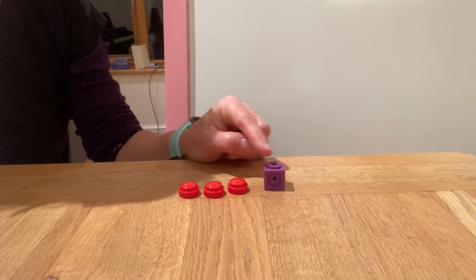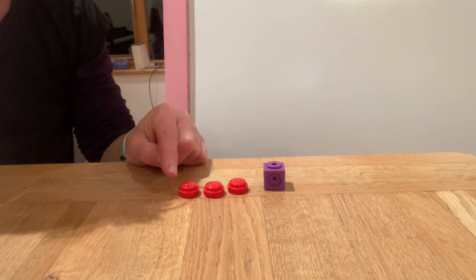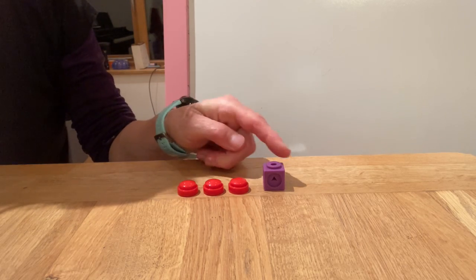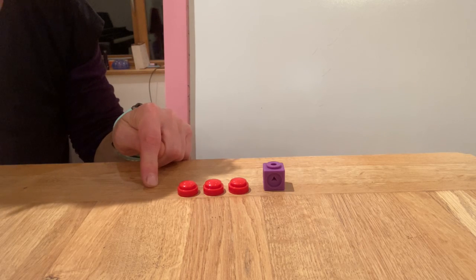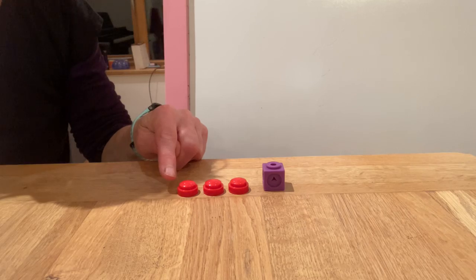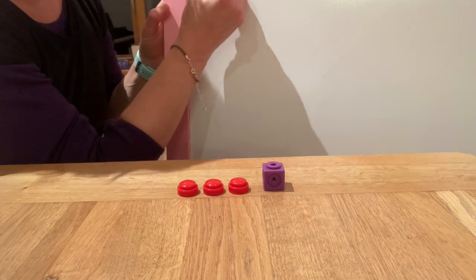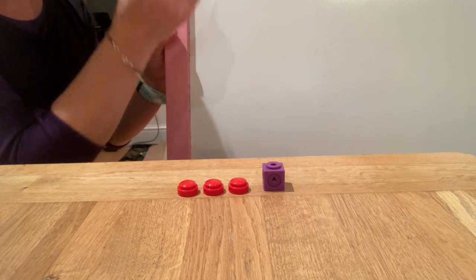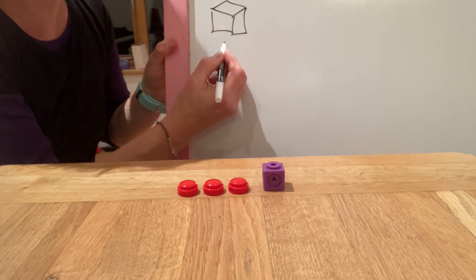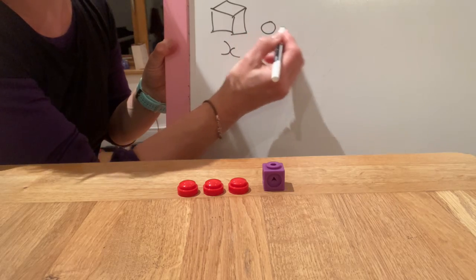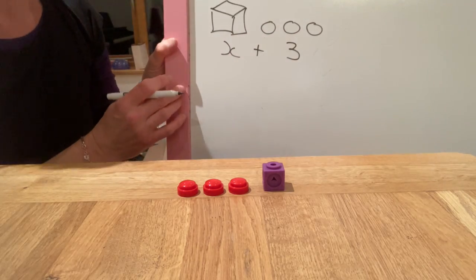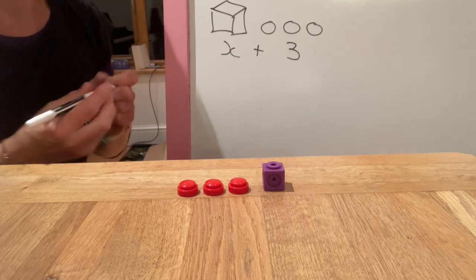So looking at what we've got here represented on my table, we could say that this is X. These are each worth 1. So the expression for what we've got here on the table is X add 3. Okay, so we've got the unknown value here. That's our X. And then we've got our 3 counters. So that is the add 3. So this represents X add 3.